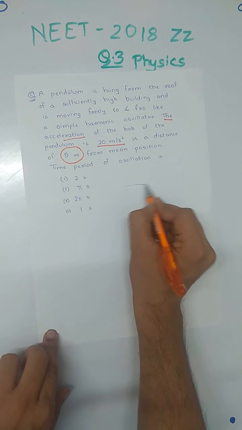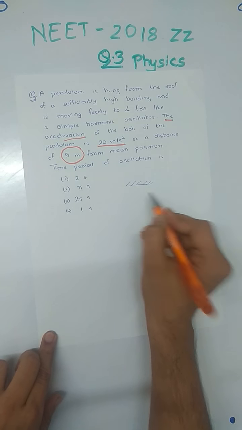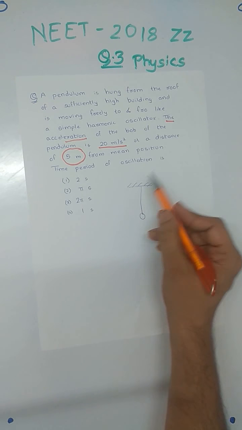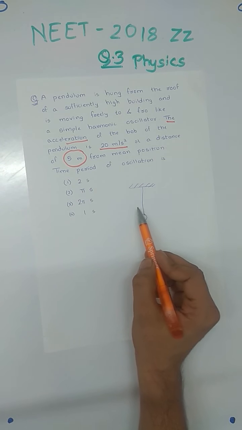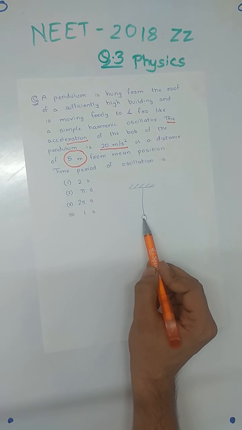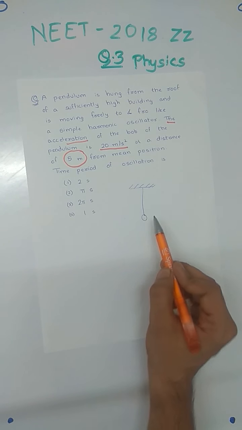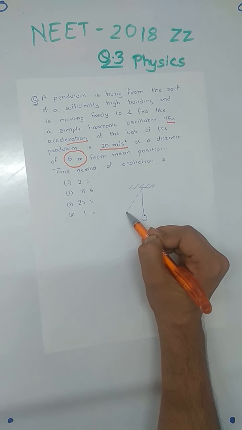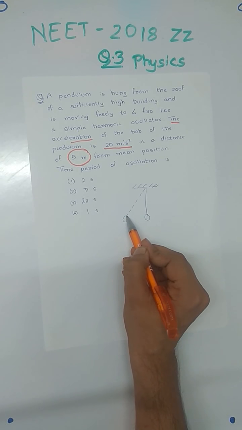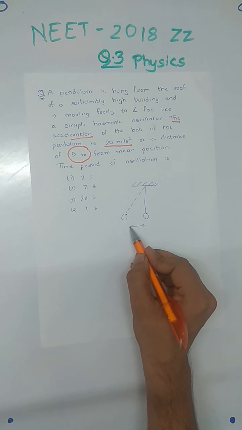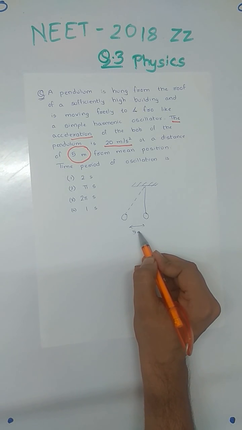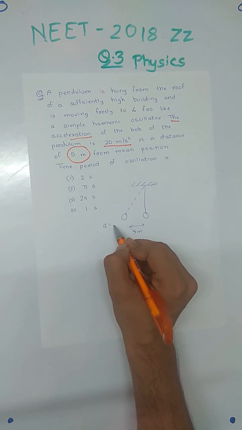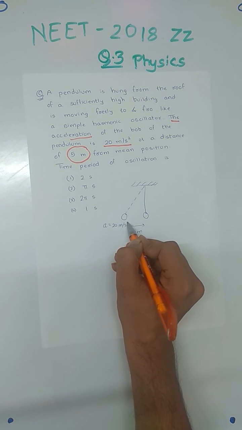So if you consider this, so there is a pendulum, and see, this is in mean position. Now this is given at a 5 meter from mean position. So we don't know whether this pendulum is on this side or at this side. Let us consider on any of the side. We are considering here. So this distance is 5 meter, and at this position the acceleration given is 20 meter per second square.